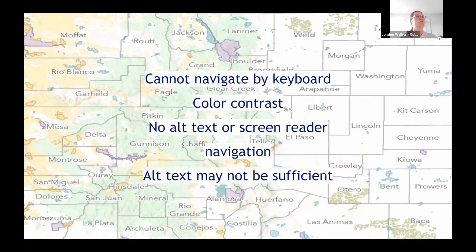And lastly, if you do have alt text, it may not be sufficient. If you have a web map, every time the layers change, the map changes, which means that alt text is no longer accurate. These are only a few of the issues you may encounter when creating an accessible map. Now let's talk about how we can account for these when creating accessible maps.